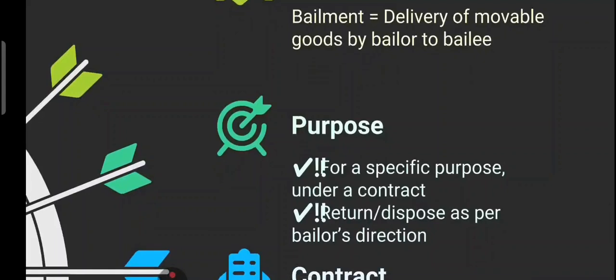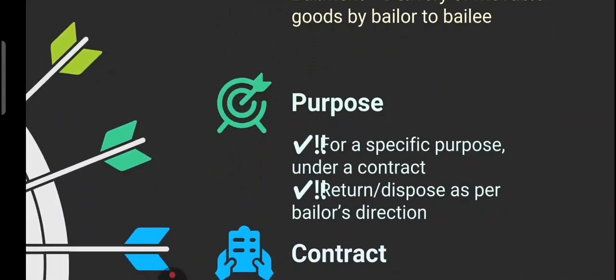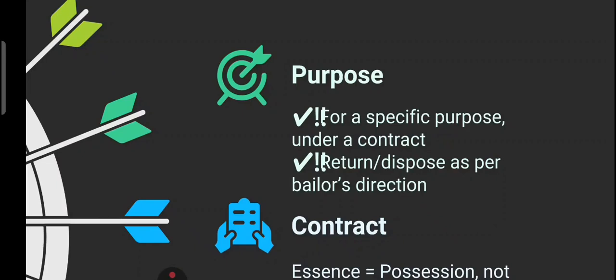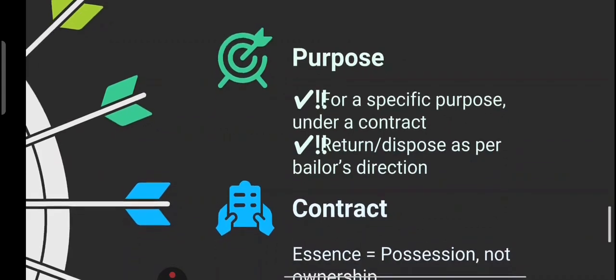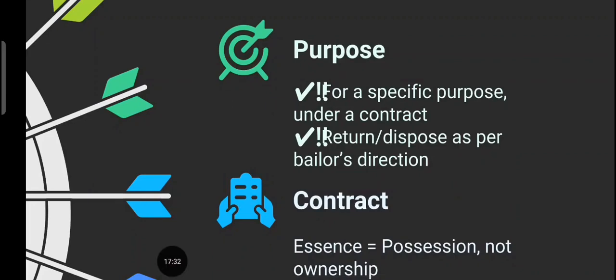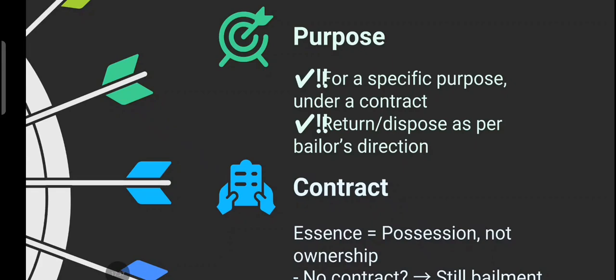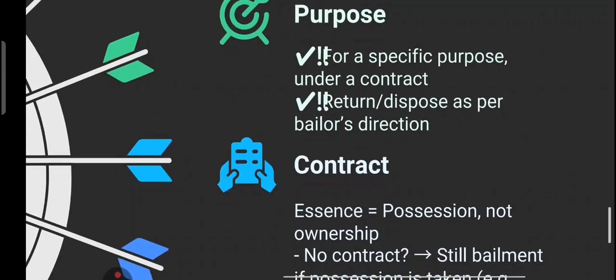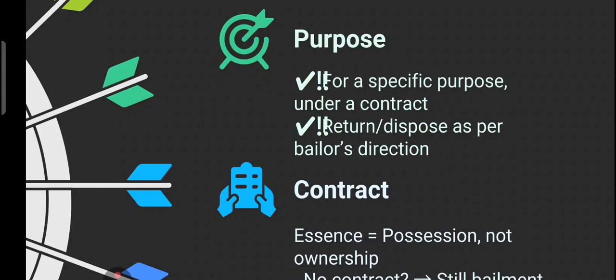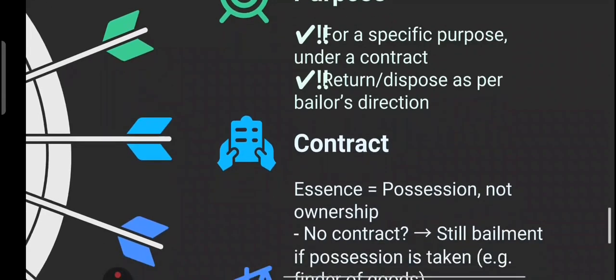It is not just about handing over the goods. It is done for a specific reason under a contract. And once the purpose is fulfilled, the goods must be returned or disposed of as per the instruction of the bailor. So the bailor is the one who is delivering, the bailee is the one to whom it is delivered. And the purpose is clearly written. It is for a specific reason. Once the purpose is fulfilled, the goods must be returned or disposed of as per the instruction of the bailor.